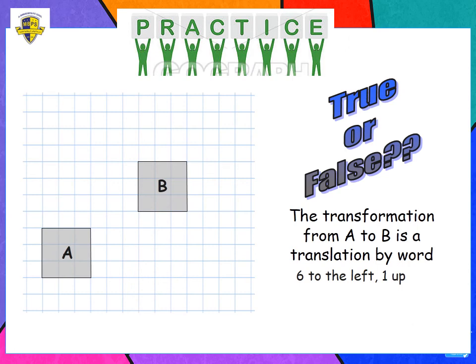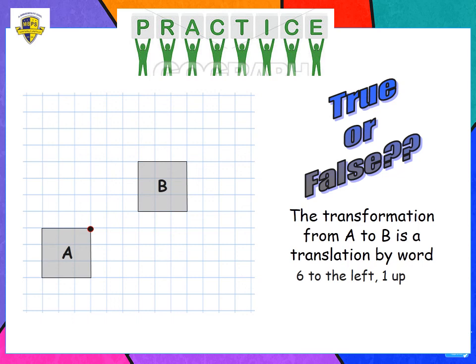Now this is your time to practice. True or false? The transformation from A to B is a translation by 6 to the left, 1 up. Is it correct or no? From A to B. Is it to the left or to the right? What do you think? Good, to the right. So this is false. Yes, good.